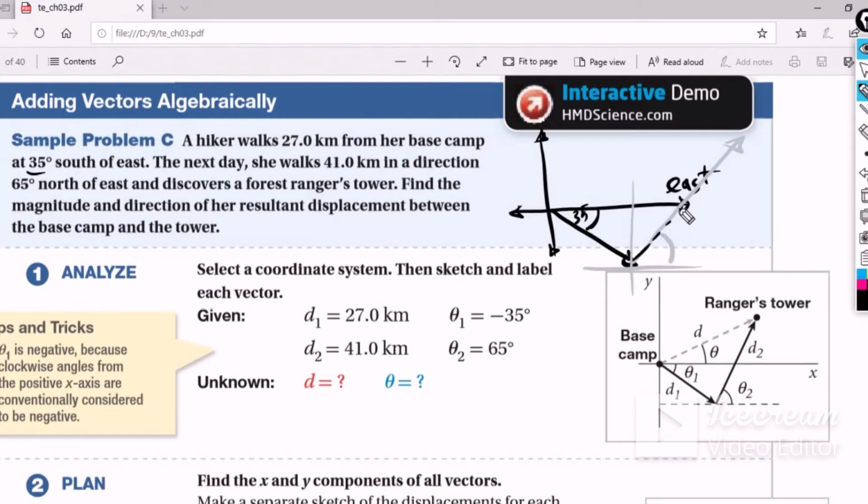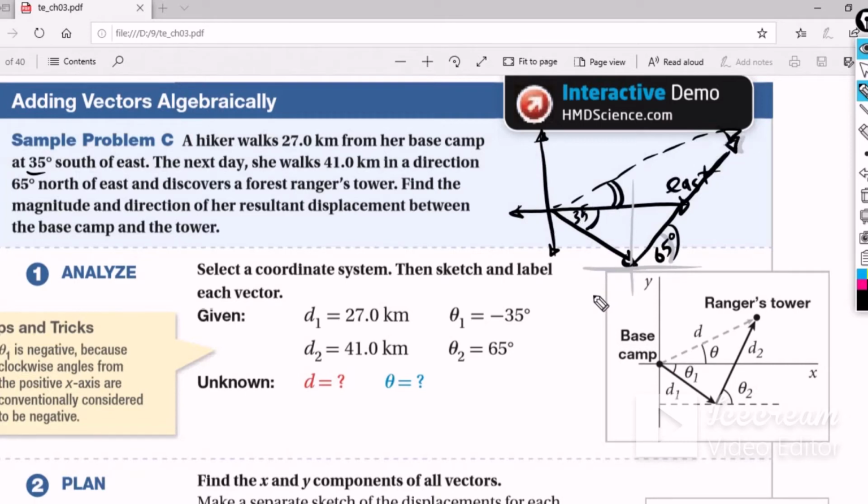To draw the problem is the most important thing for all. Now 65 degrees here like that. That is the direction for the northeast. Now what you want, of course, is the resultant and the direction. The direction will be here. That is the direction and that is the resultant.